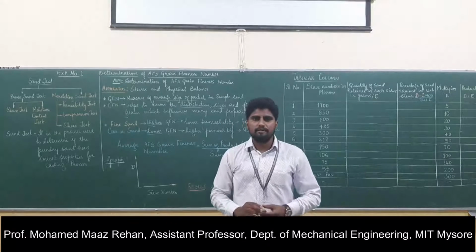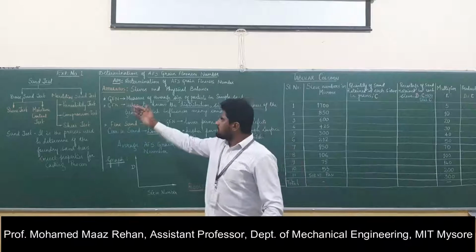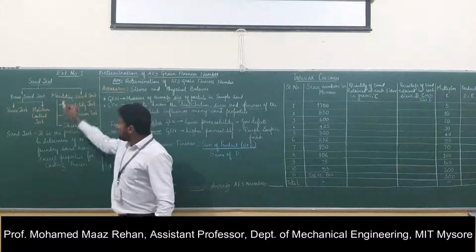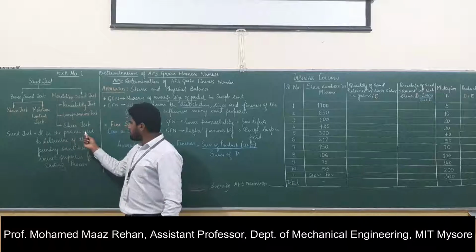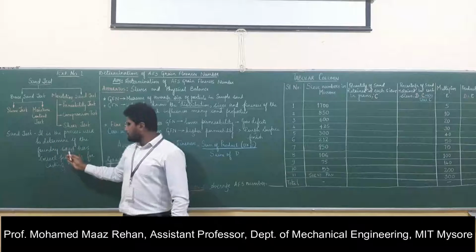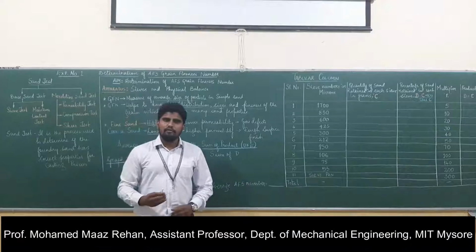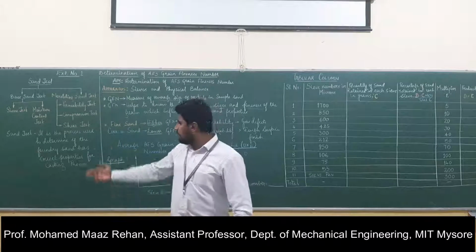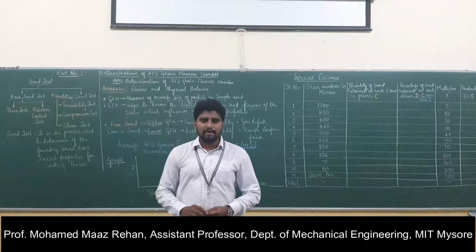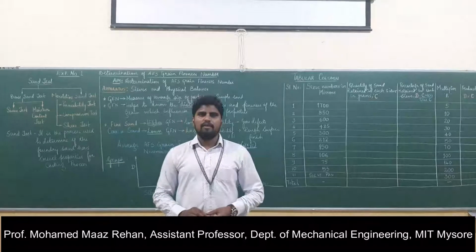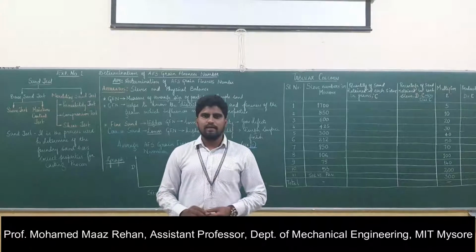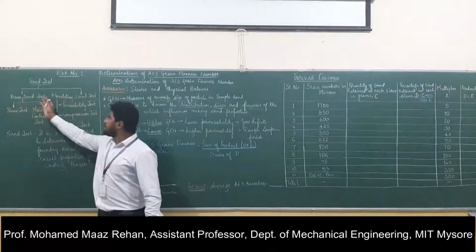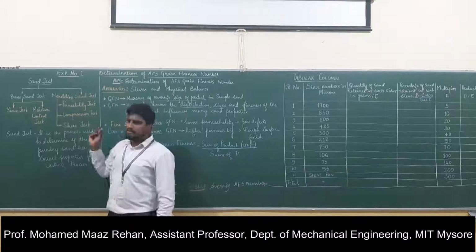Before proceeding with the experiment part, we shall understand the different types of sand test. So what exactly is a sand test? A sand test is a process used to determine if the foundry sand has correct properties for casting applications. We have different properties of foundry sand, that is refractoriness, permeability, flowability, green strength and so on. Under sand test we have base sand test and molding sand test.